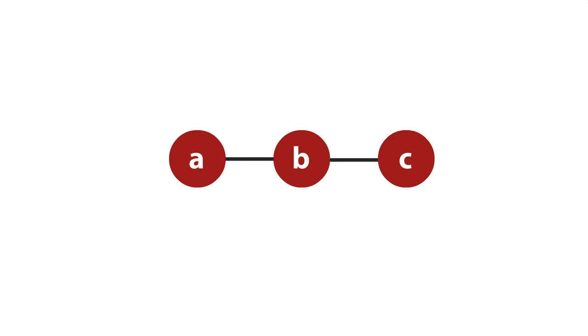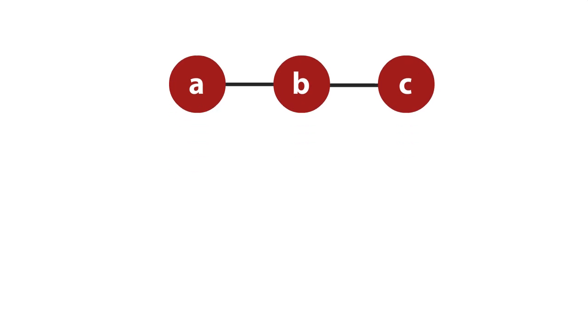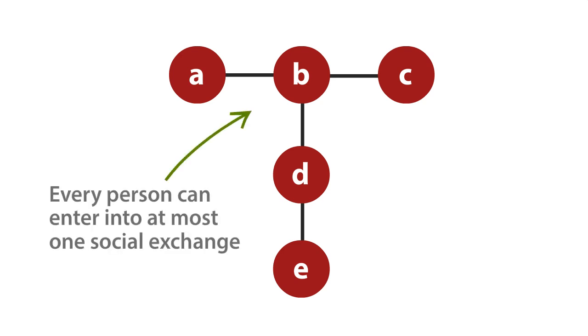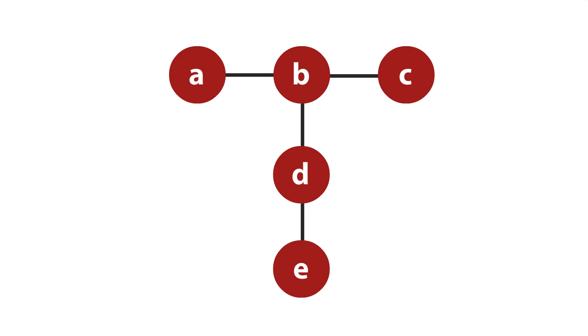That one, too, is pretty easy to think about. But if we begin to make the social graph more complex, it gets much more complicated. Let's imagine this T-shaped graph where we have A, B, C, D, and E. Okay, and try to think about what happens here. So again, remember the idea is that every person can enter into at most one social exchange. They can be matched with at most one other person. Here, one other person is one other node. Let's suppose every social exchange generates one unit of surplus. So if I match, for example, A and B, there's a unit of surplus generated by that match, which they share between themselves.